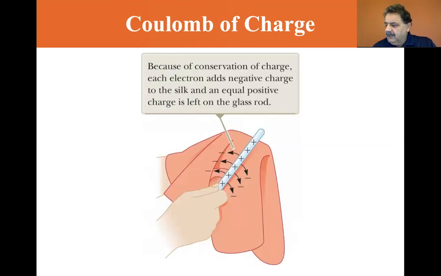Because of conservation of charge, each electron adds negative charge to the silk, and an equal positive charge is left on the glass rod. So it's quantized, it's in multiples: always n times e, where e is 1.6 times 10 to the minus 19 coulombs. 1 coulomb of charge is approximately 6.24 times 10 to the 18 electrons or protons. So 1 coulomb is a lot of electrons or a lot of protons.